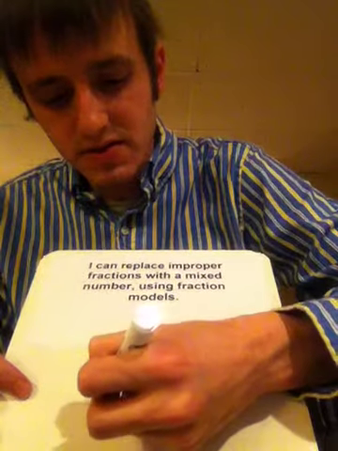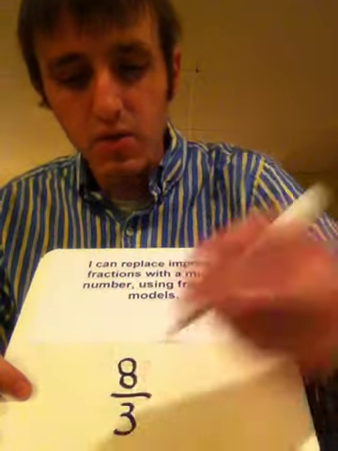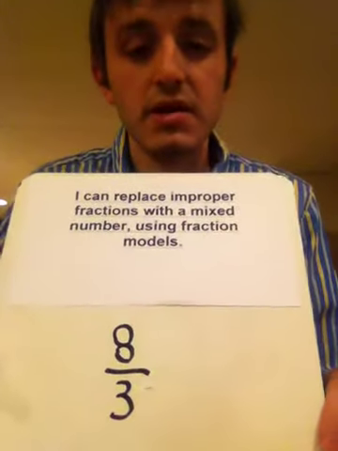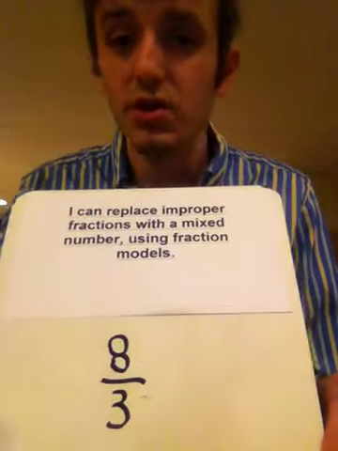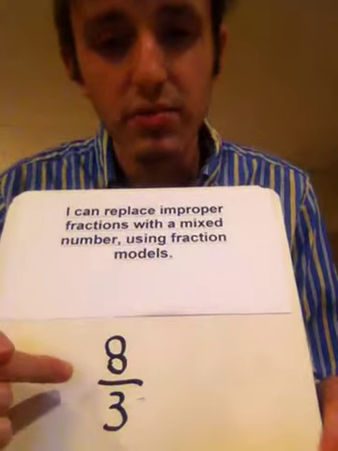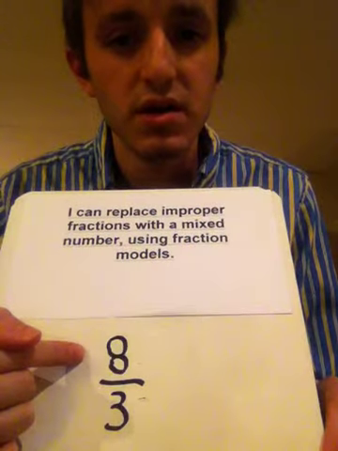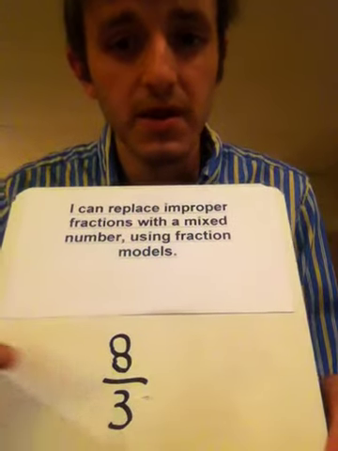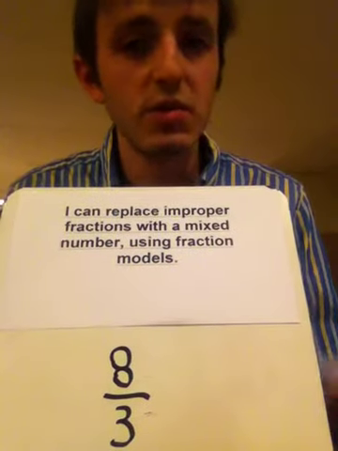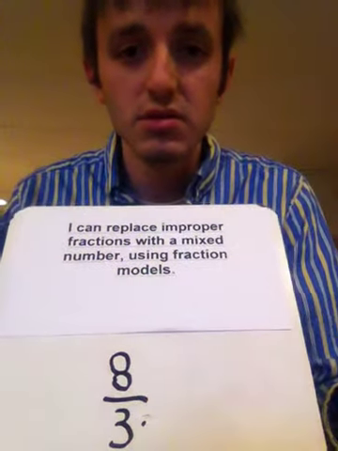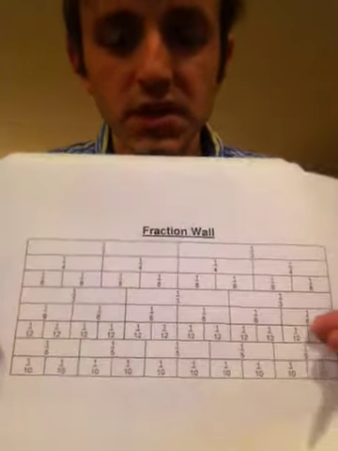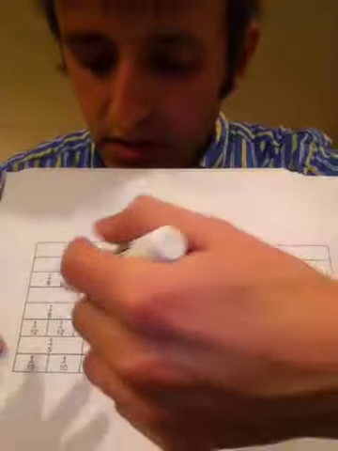Let's try 8 over 3, or 8/3. Now, I know this is not a mixed number because I don't have any wholes here. We want to turn it into a mixed number because this is an improper fraction, which means our numerator is larger than our denominator. Alright, so let's take a look at our fraction wall. Now, when we look at our fraction wall, we want to be looking in the thirds category. We need to count 8/3.